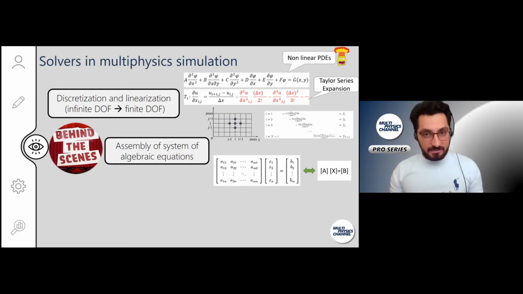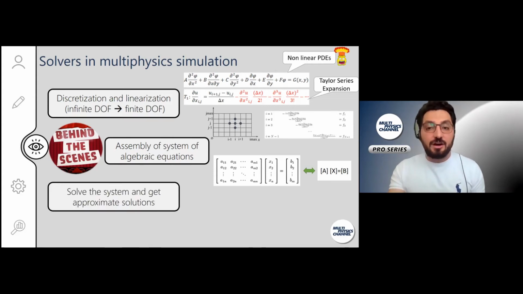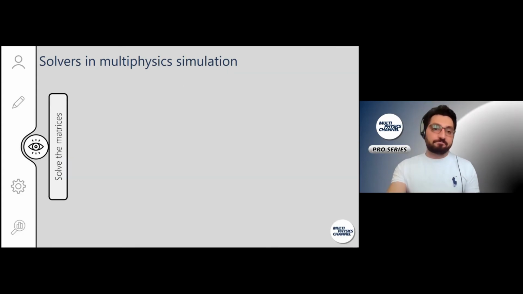In all the simulations that we do, in structural analysis, CFD, other areas, we always reach this point where we have a huge matrix like this that could be with millions of elements based on the degrees of freedom that we have. And we have to solve this matrix. So now the question is, how to solve this huge matrix?